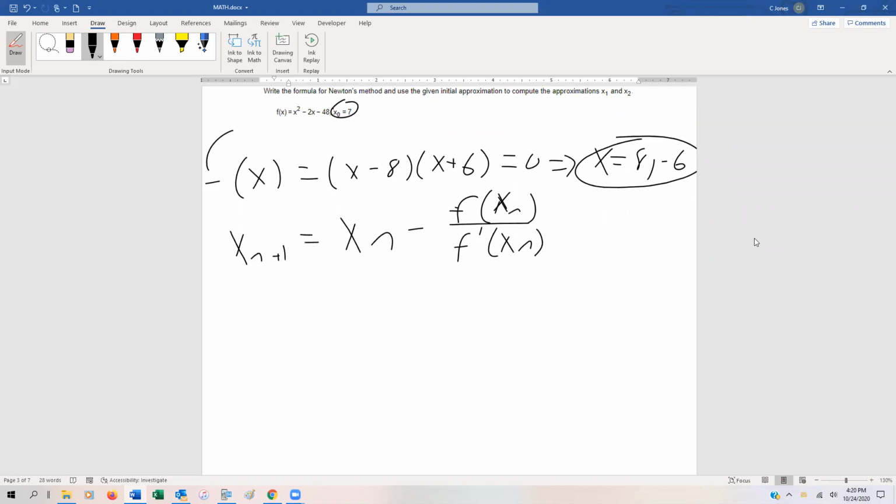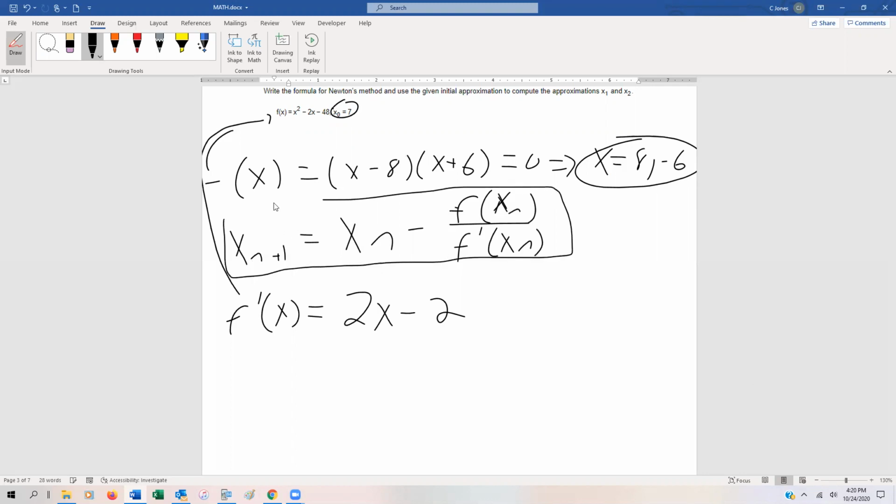First thing we need to do is take the derivative of this function, and the derivative is about as easy as we can get, right? The derivative for this is going to be 2x minus 2. All I'm doing is just taking the derivative of that function. And now let's set up the general formula. I'm going to set up this formula first by just substituting x sub n back in wherever I see an x.